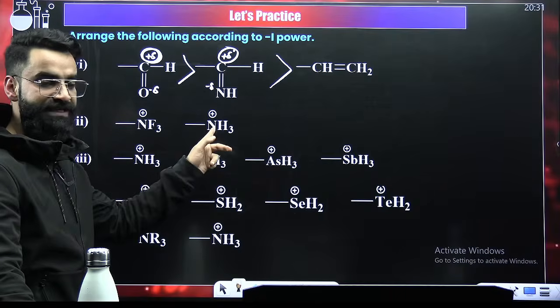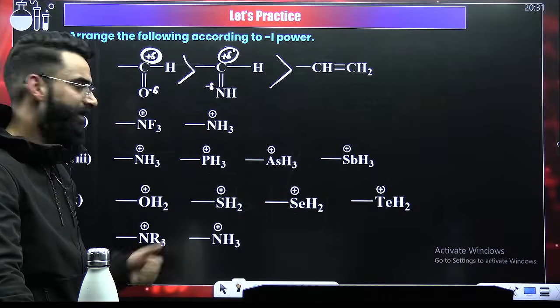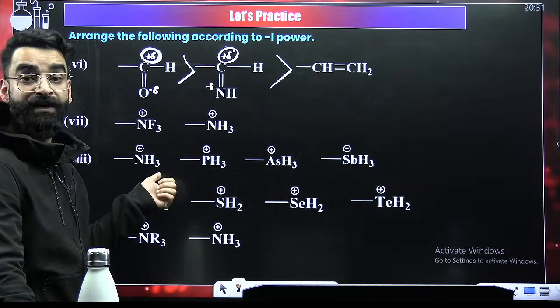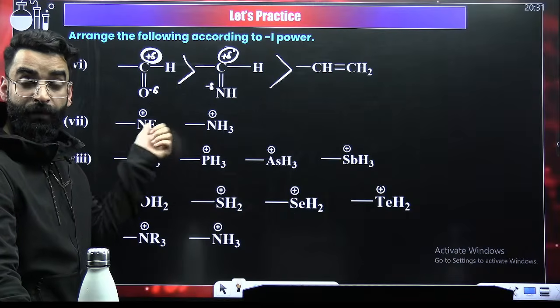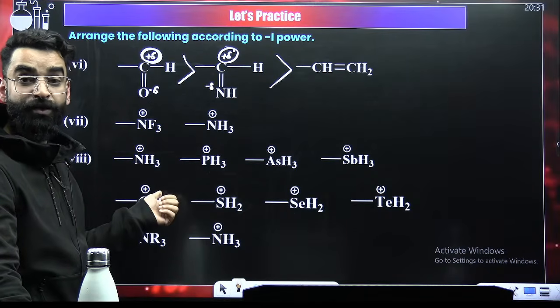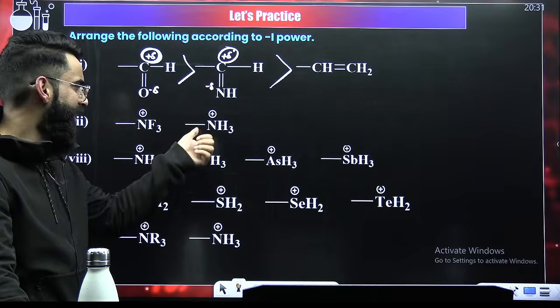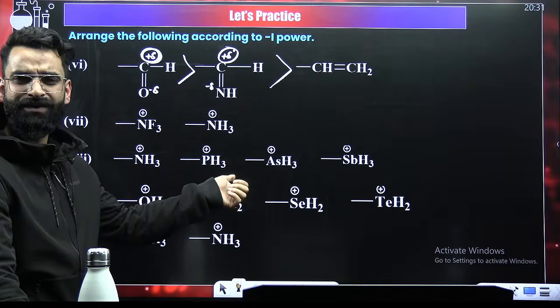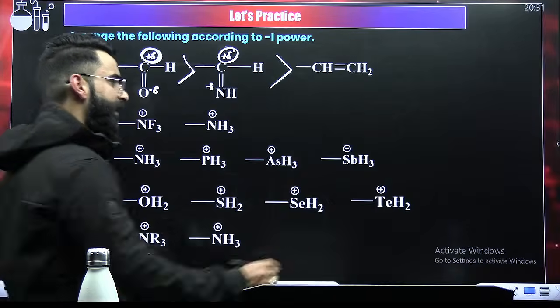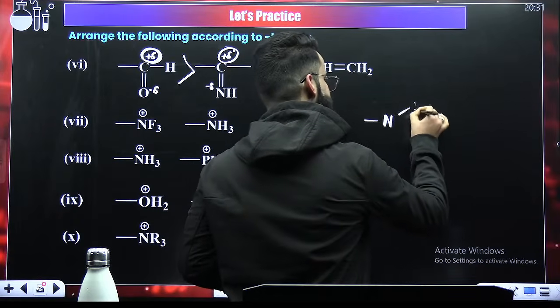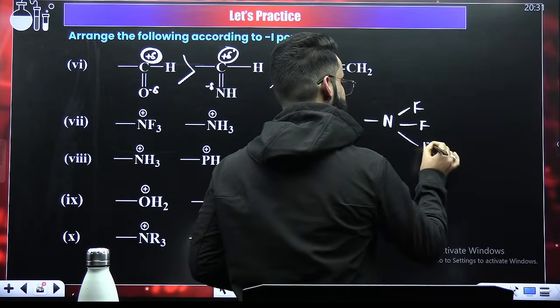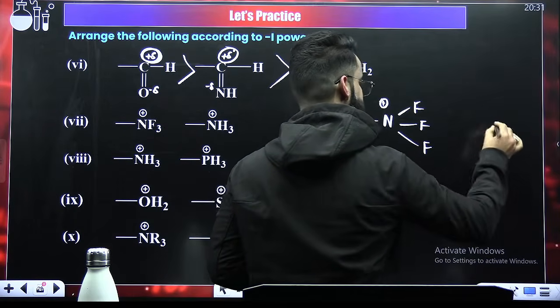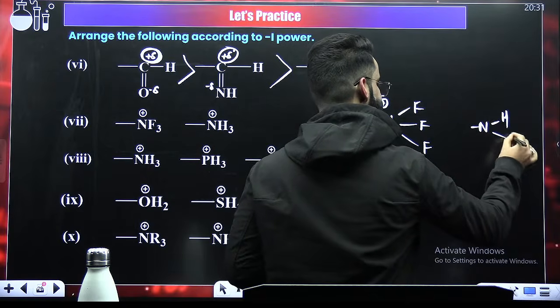Now this is cationic, this is cationic. Which one will have more minus I power? Now, nitrogen attached with 3 fluorine atoms: 3 electronegative atoms, since fluorine is electronegative. Here nitrogen is attached with 3 hydrogens. So this is N, this is F, this is F, and NF3 positive, and then you have NH3 positive.